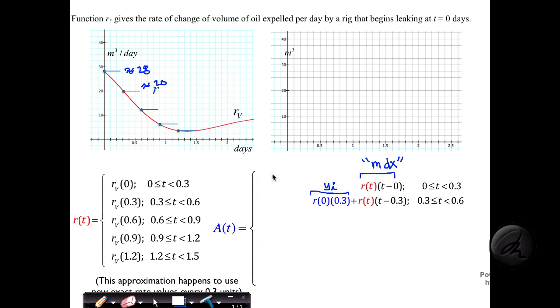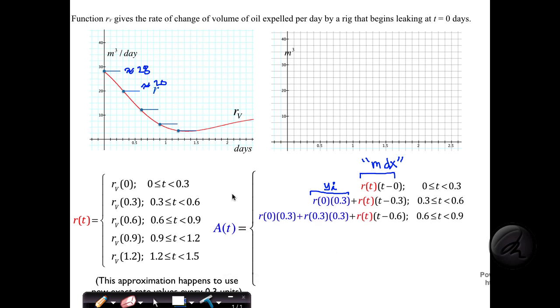If you wanted to write that for the first line, we could have 0 plus that 28 times t minus 0, or whatever. But we don't usually have to write 0 plus, just like you don't have to write minus 0 here, kind of extra notation. The reason I wrote it, though, is so that you can see what the pattern is.